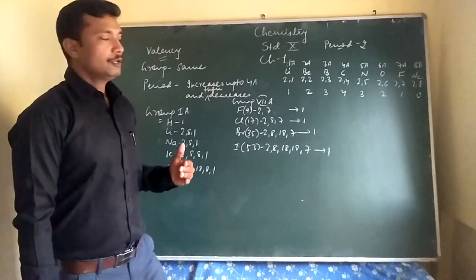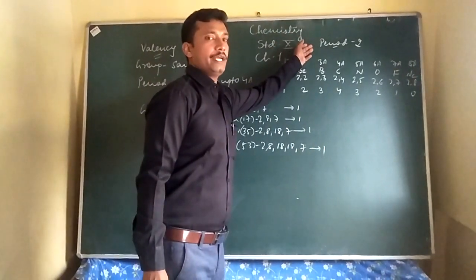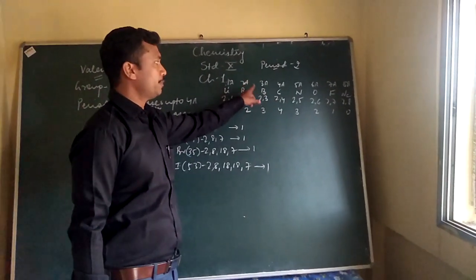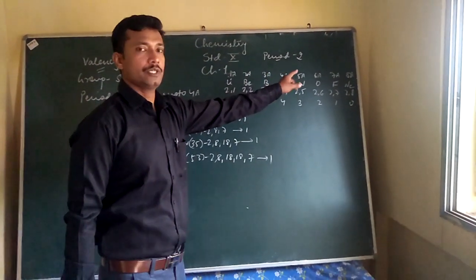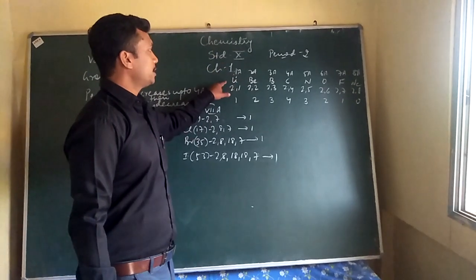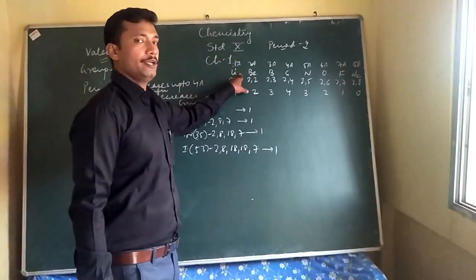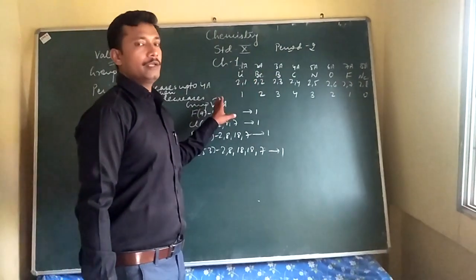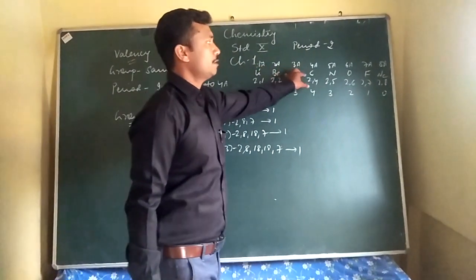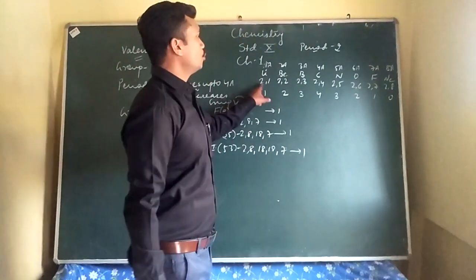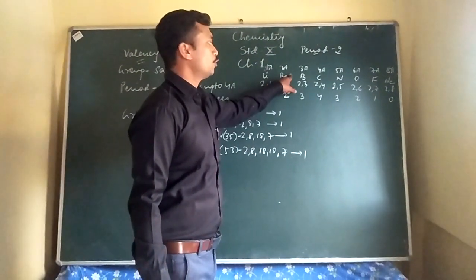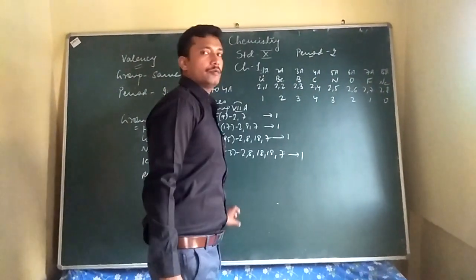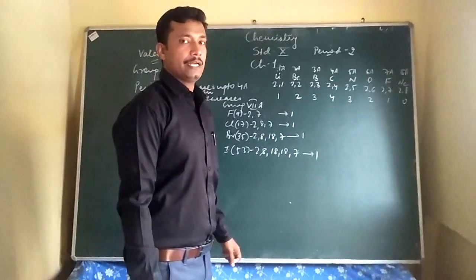Now if you come to the period, I have taken the example of period number 2, where these are the elements: lithium, beryllium, boron, carbon, nitrogen, oxygen, fluorine, neon. Lithium comes under group 1A, beryllium comes under group 2A, and so on. When you write the electronic configuration, we get 2,1 for lithium, 2,2 for beryllium, and similarly 2,8 for neon, because the atomic number of neon is 10.